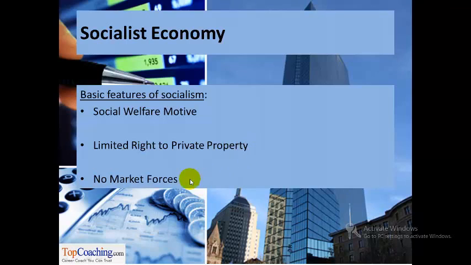The third interesting feature of socialist economy is no market forces. In a centralized planned system of development, market forces have only a limited role to play. Production, commodity, and factor prices, consumption, and distribution will be governed by development planning with welfare motive.